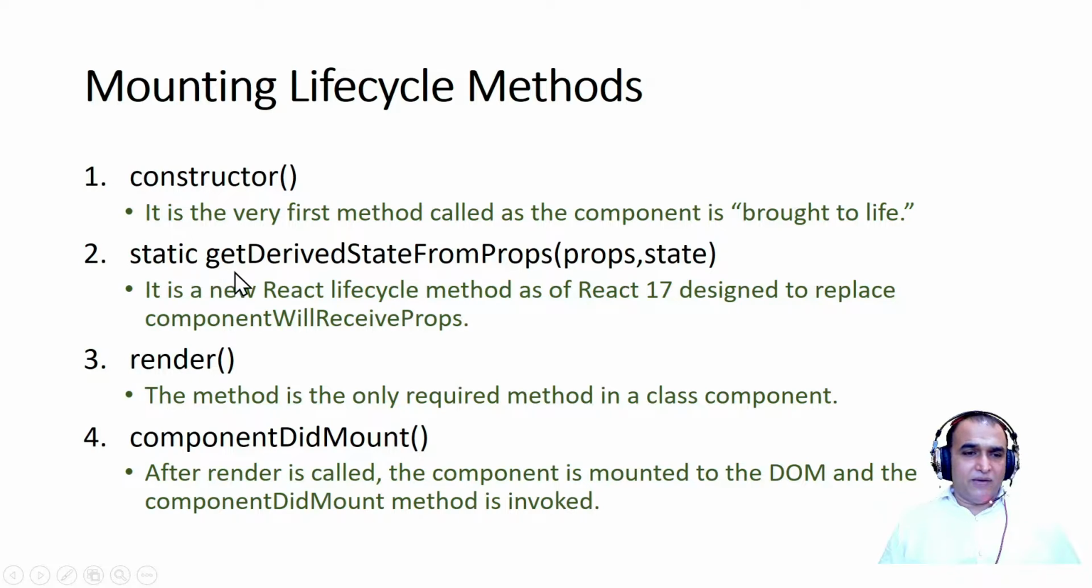After that we have getDerivedStateFromProps, which has two parameters, props and state. This method was introduced in React version 17. Before that we had the componentWillReceiveProps method. That method has been replaced by getDerivedStateFromProps, and we have two parameters here, props and state, from version 17 of React. The third method is the render method. It's a permanent method that always executes here.